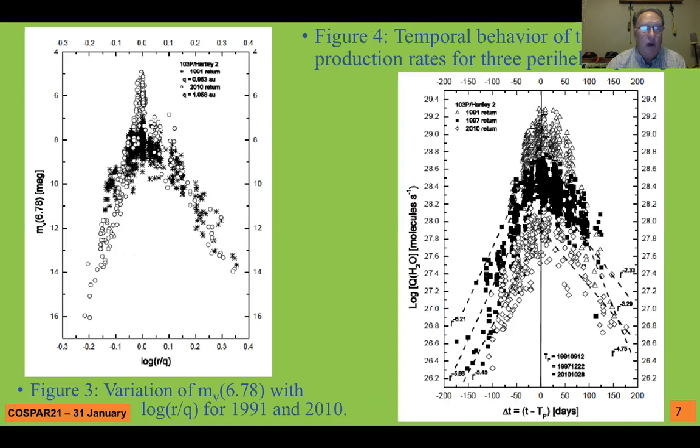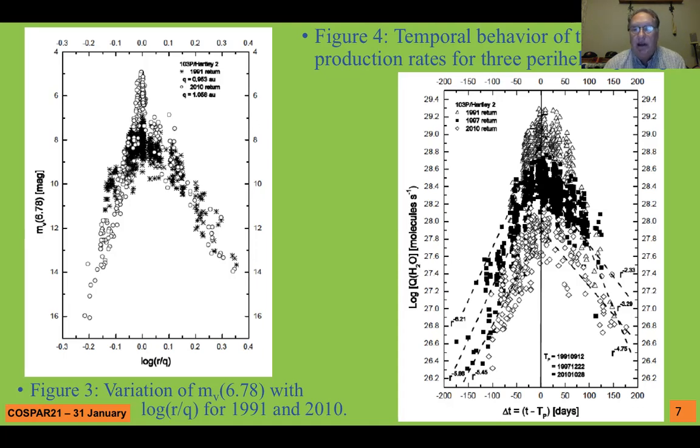Figure 4, some more results, variation of the apparent visual magnitude with heliocentric distance around perihelion. So you can see the peak of perihelion and the very steep increase pre-perihelion, followed by a more gradual decrease post-perihelion. In figure 4 on the right-hand side, we give the temporal behavior of the water production rates with the time measured in days before and after perihelion.